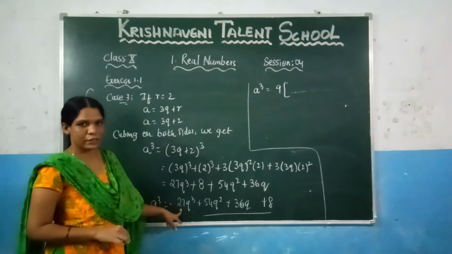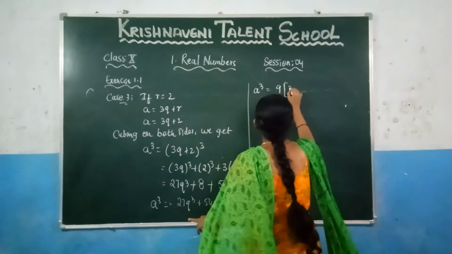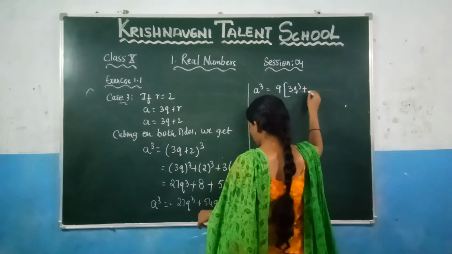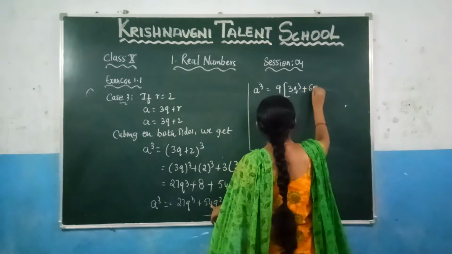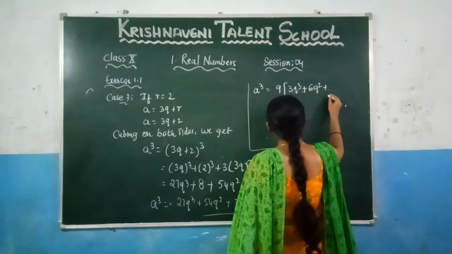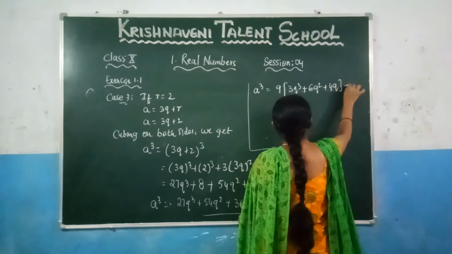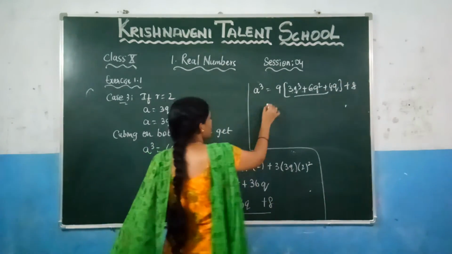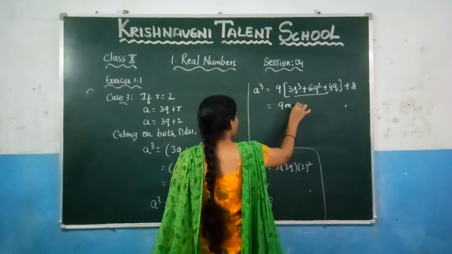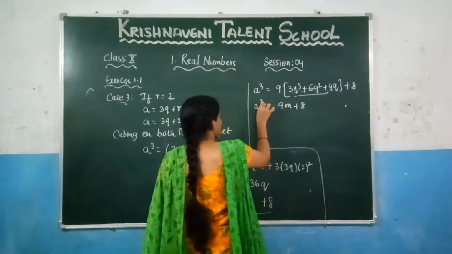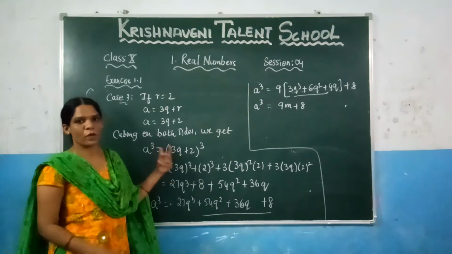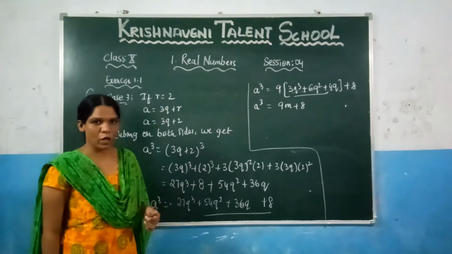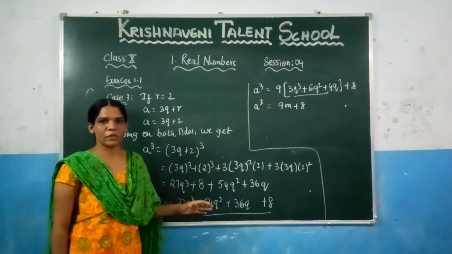9 times 3 is 27, right? 9 times 6 is 54. And after that 9 times 4 is 36. So let us consider this whole value as n, so that you will get 9n plus 8. So we have proved here the cube of the positive integer is of the form 9n plus 1 or 9n plus 8.